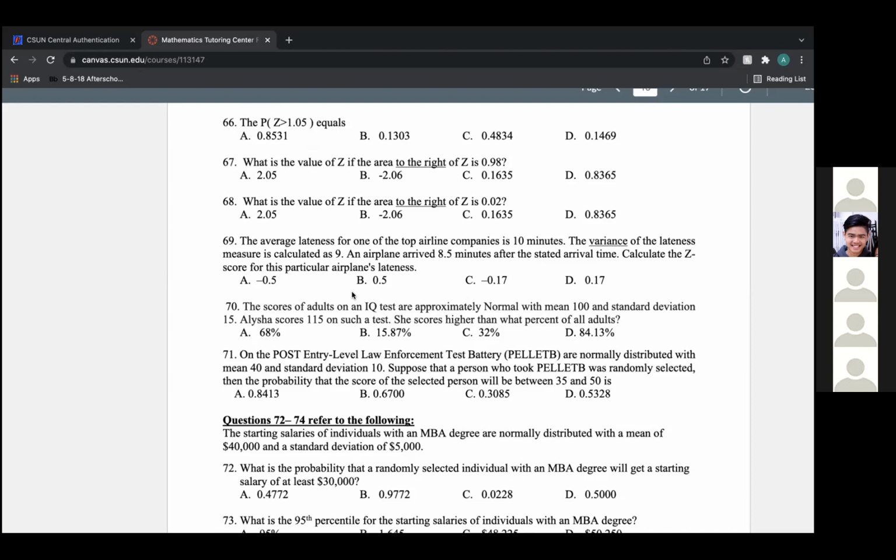69. The average lateness for one of the top airline companies is 10 minutes. The variance of the lateness measure is calculated as 9. An airplane arrived 8.5 minutes after the stated arrival time. Calculate the Z score for this particular airplane's lateness. How do I calculate a Z score? This is not a calculator thing. You can do this in your head or on paper.